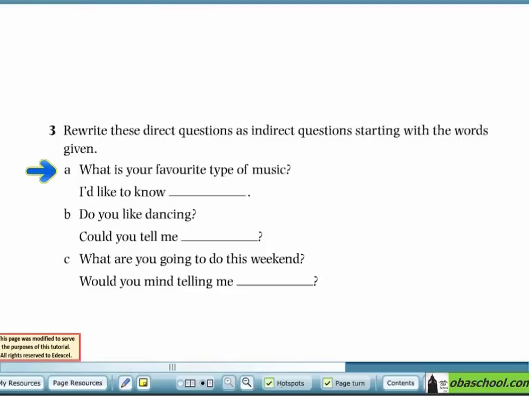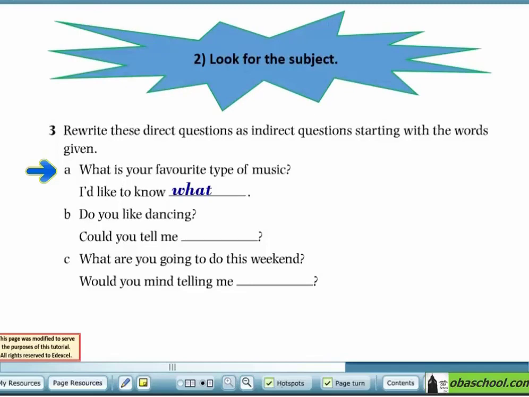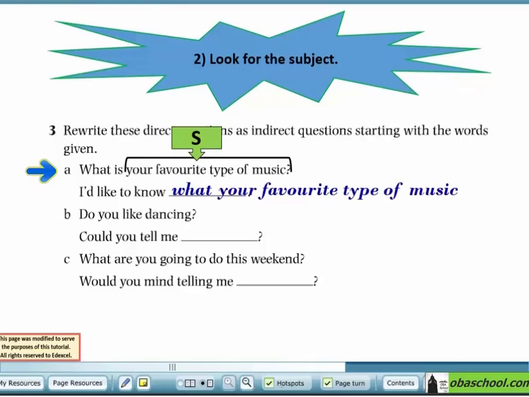First, we have to decide if the question is a yes or no question or a WH question. What is your favorite type of music? It started with what, so it is a WH question. So I have to write what in the blank. I'd like to know what. Now we are going to look for the subject. Be careful that when the subject has an adjective, we shouldn't forget to write it. The subject is your favorite type of music. So the sentence will be, I'd like to know what your favorite type of music.